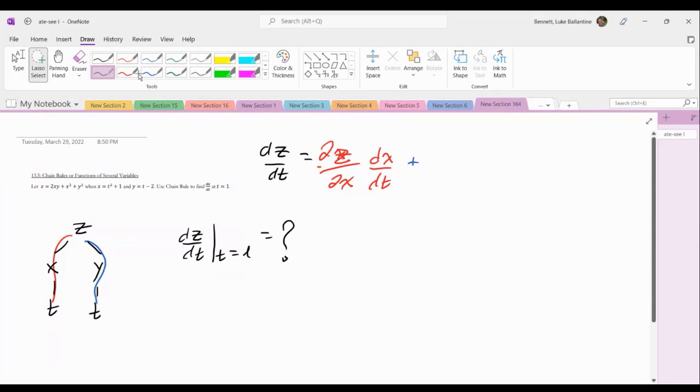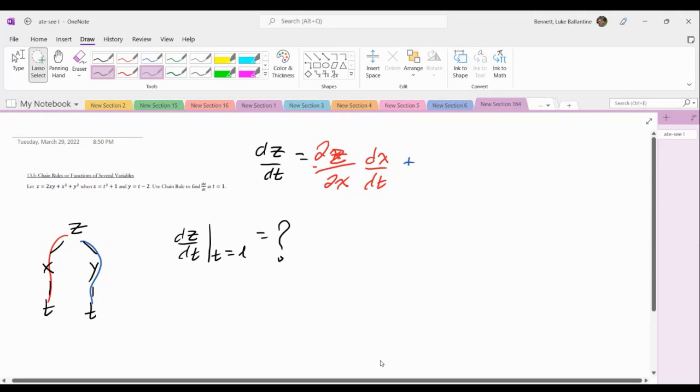Partial, oh no, it's doing that thing again. Excuse me one second, guys. Close out OneNote.